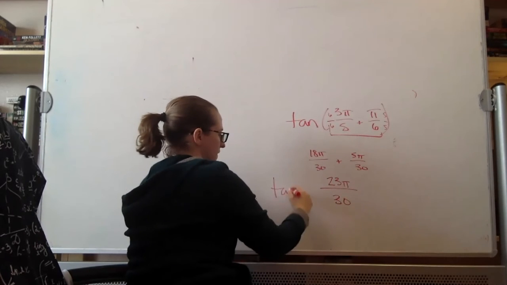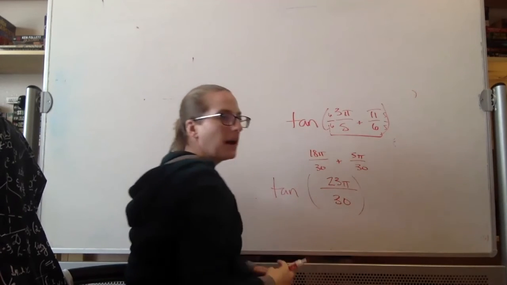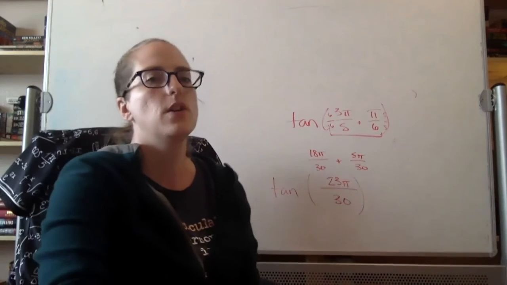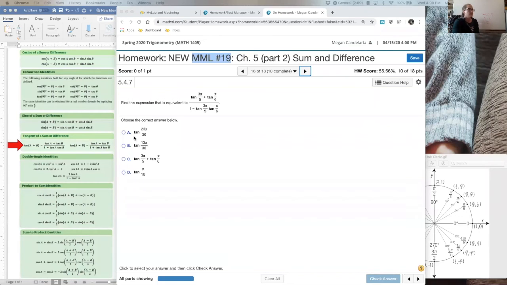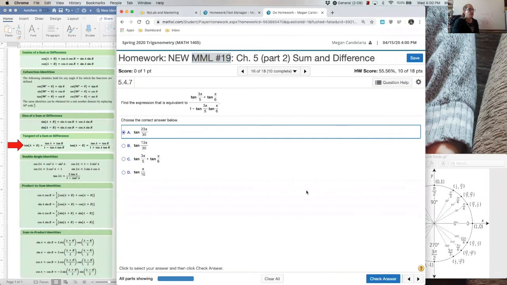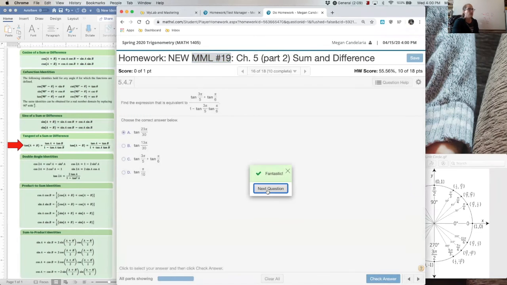So this is going to be equivalent to tangent of 23 pi over 30. Now let's go back and see if that's one of our options. Well, it looks like it's the first one, tangent of 23 pi over 30. So let's check it. Yay, go us.